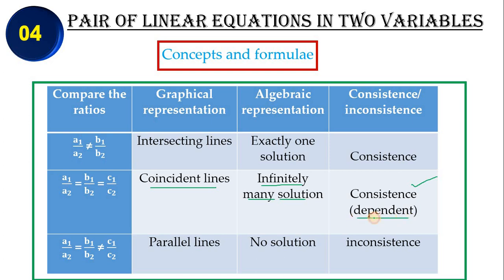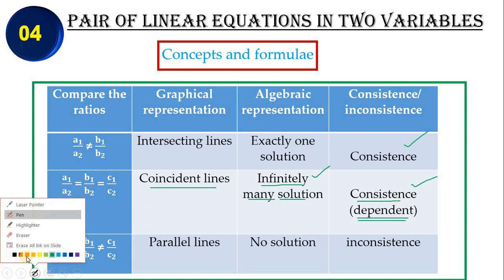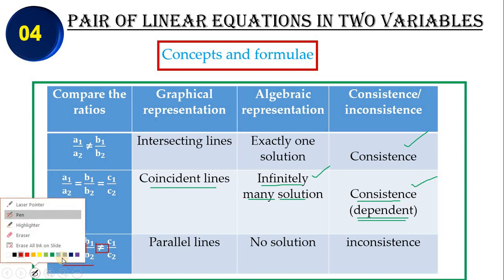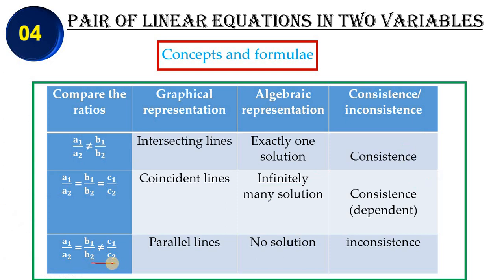But very important, these are also dependent consistent. So keep it in mind. The first one is only consistent, but the second one, when we are getting infinitely many solutions, is called consistent dependent. Next, the third ratio. In the third ratio, first equals and then not equals: A1 by A2 is equal to B1 by B2, which is not equal to C1 by C2.